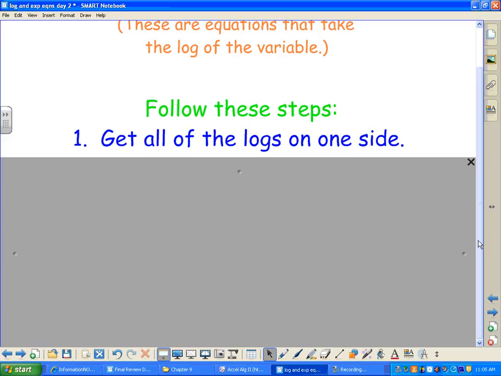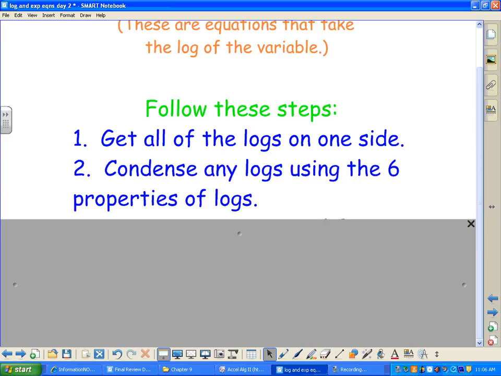Now, what do you think is going to have to be true about all the logs in a log equation problem? They're going to have the same base, otherwise we're probably going to be stuck, okay? Or at least the ones that we're going to look at now are all going to have the same base. So we're going to get all of the logs on one side. Now, if you have more than one log, any ideas what you're probably going to want to do with those logs? Yeah, condense them all together using properties of logs so that you get just one log. So condense any logs using the 6 properties of logs. You want to condense them so you get just one logarithm.